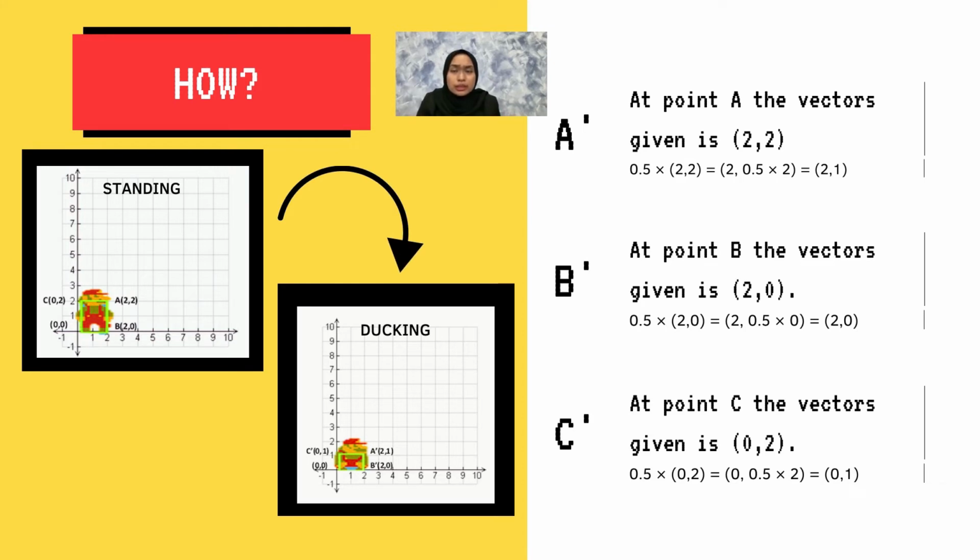So at point C, the vectors given is 0, 2. So we multiply the vectors given with the scalar 0.5 to get a new vector which is at point C prime, which is at 0, 1. So as we can see, it clearly shows that only y coordinates are affected and x coordinates remain the same, because in Mario games, the ducking only involves the height, not the length. So therefore, it is shown how scalar vector multiplication works in Mario games.